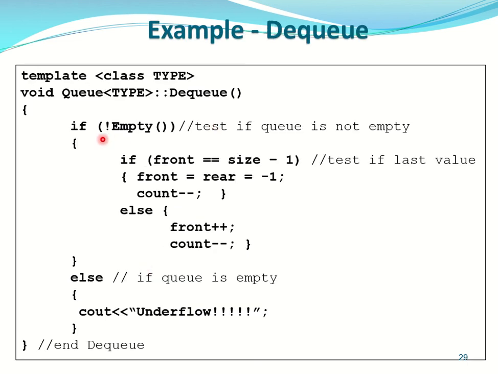So this is the algorithm. You need to check empty. If the queue is empty, then you have to display underflow. If not empty, then you need to check whether it is the last value. If front is at the last value, then you need to initialize front and rear to -1. Otherwise, you can just dequeue: increase front by 1 and decrease count by 1.